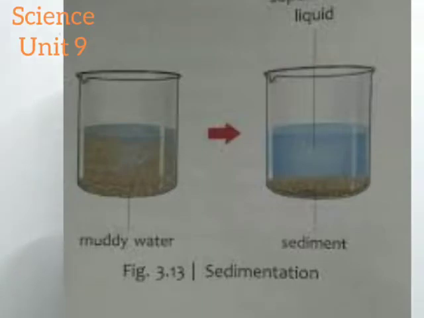I told you in the last class that in heterogeneous mixtures you can see the components, because they don't get dissolved in the solution. So we can see the components. Such settling down of the particles at the bottom, here the sand settled at the bottom of the water, is called sedimentation.